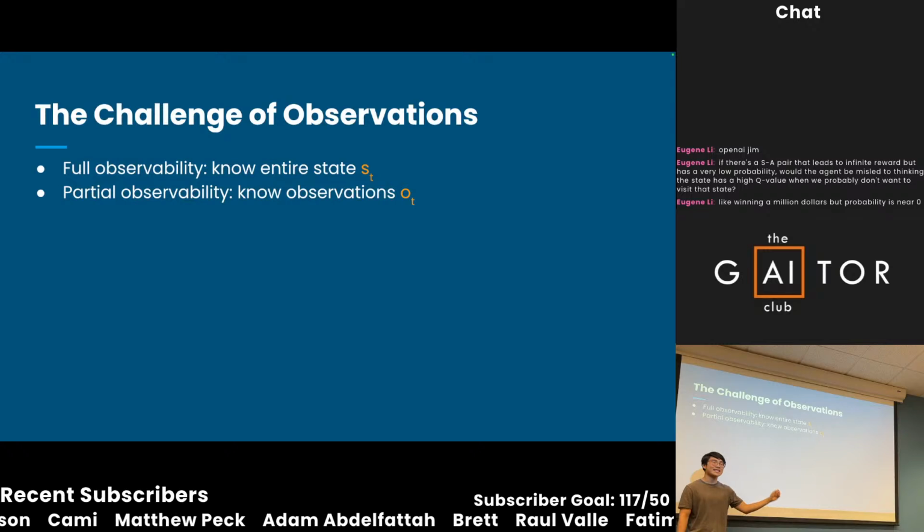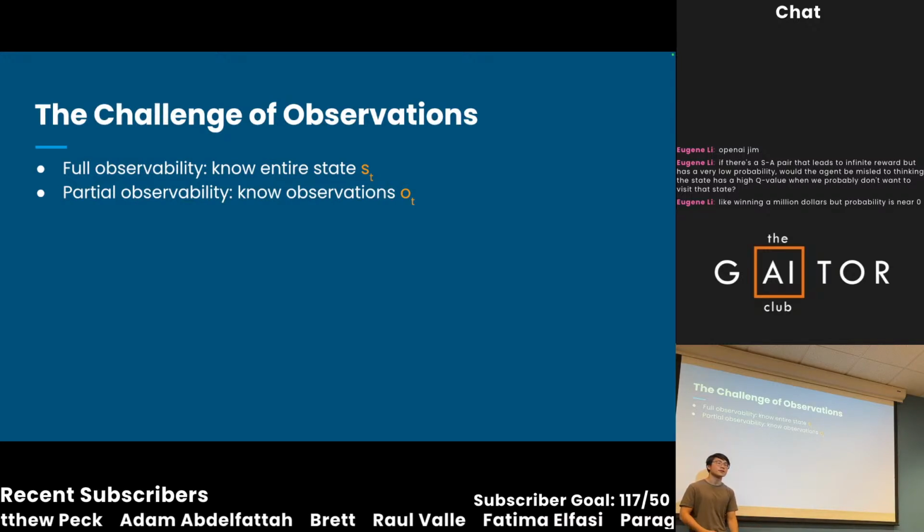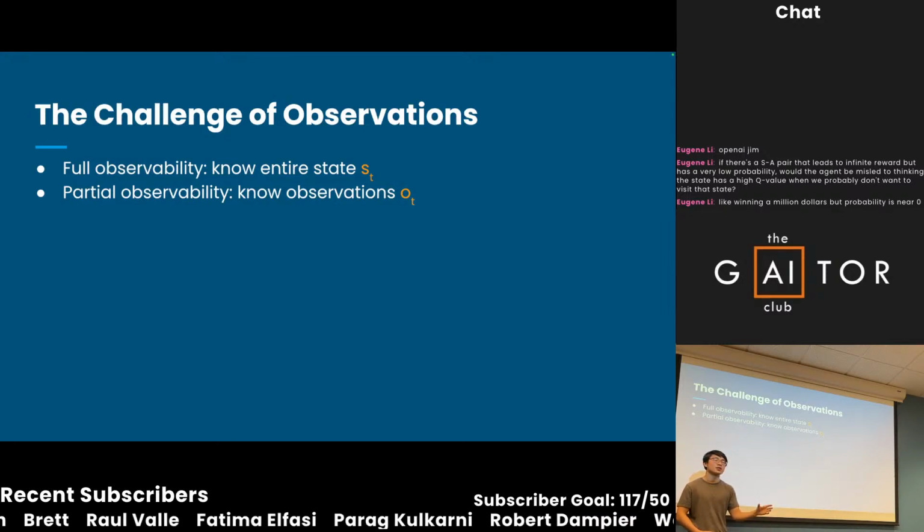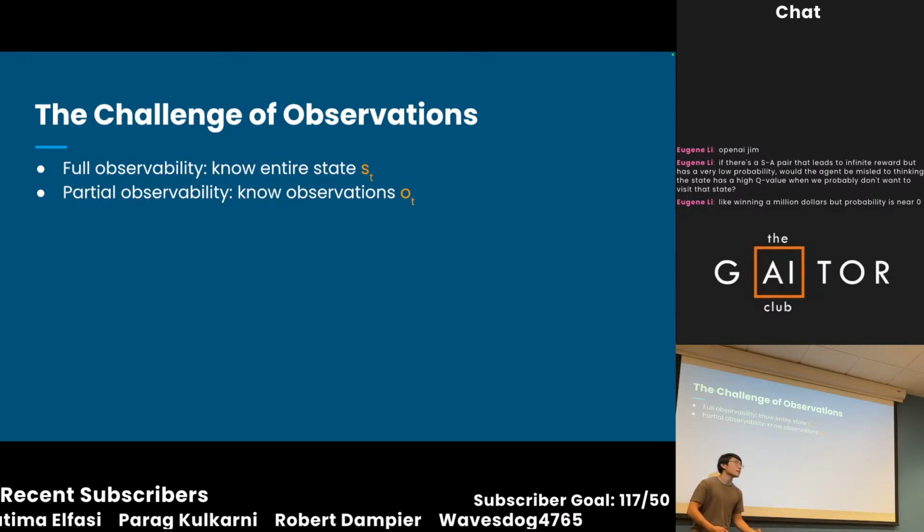Instead of knowing the state S_t, you only know the observations O_t. For example, if we're training a self-driving car, and we see a cheetah, we might see the cheetah only in certain frames, but not in others. But the cheetah still exists in the state of the world. Does that make sense? Great.